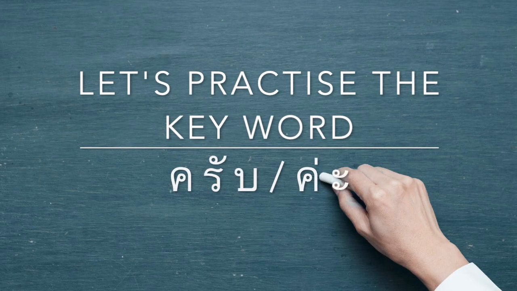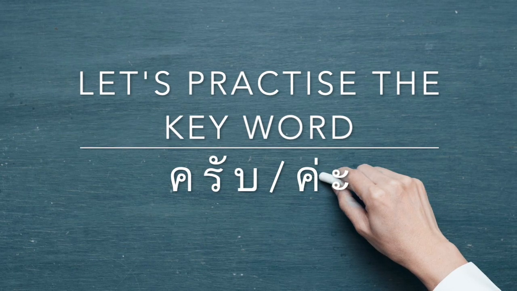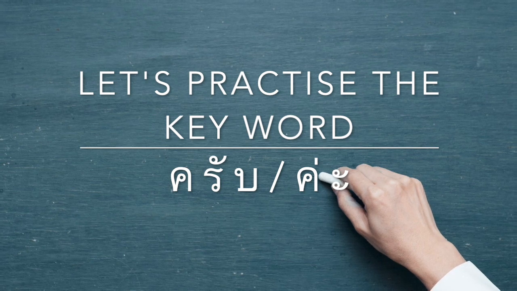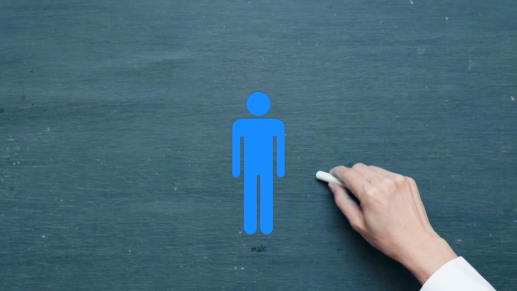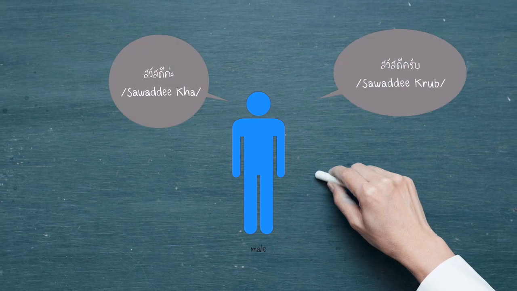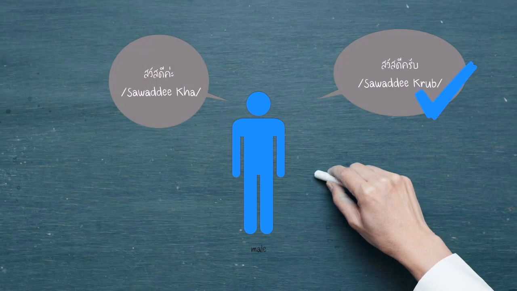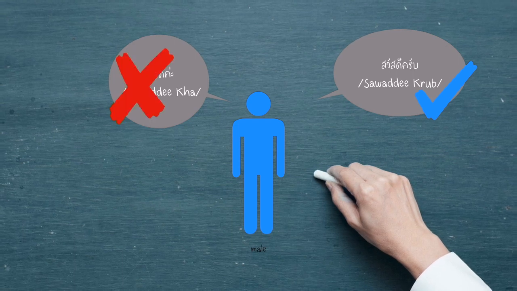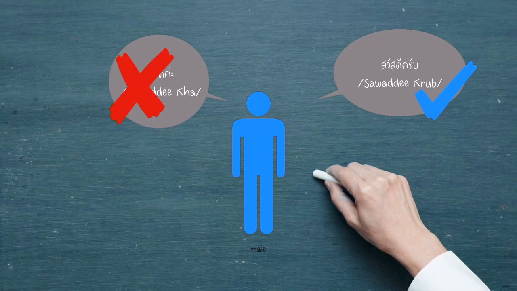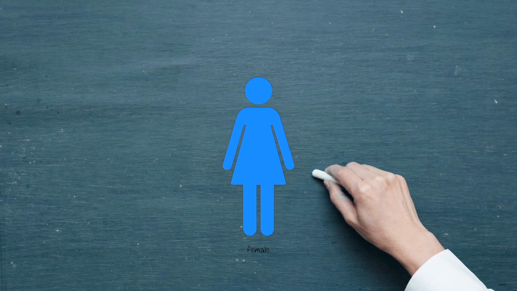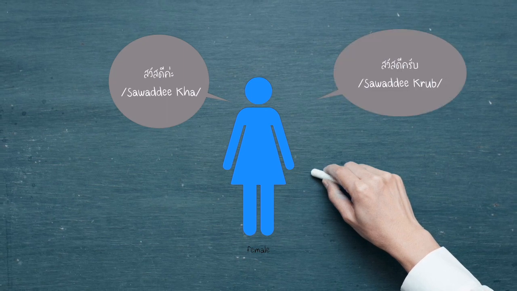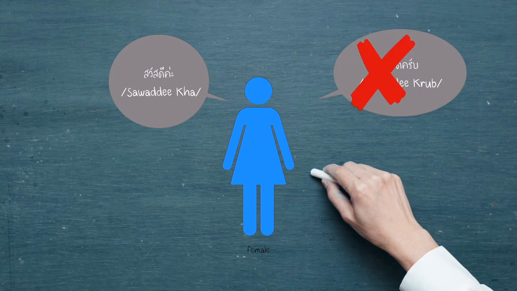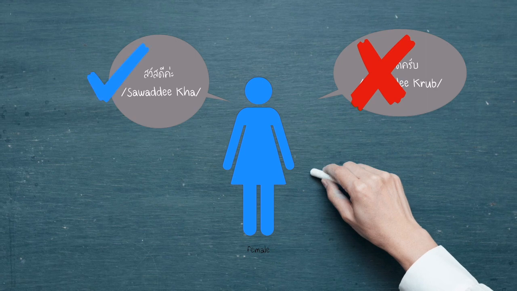So now let's practice again with the keywords krub and kha. If you are a male and you are going to say hi in Thai, what are you going to say? สวัสดีค่ะ or สวัสดีครับ? And the answer is สวัสดีครับ. On the other hand, you are a female. You're going to say สวัสดีค่ะ or สวัสดีครับ? I'm sure you know the answer. And yes, women say สวัสดีค่ะ.